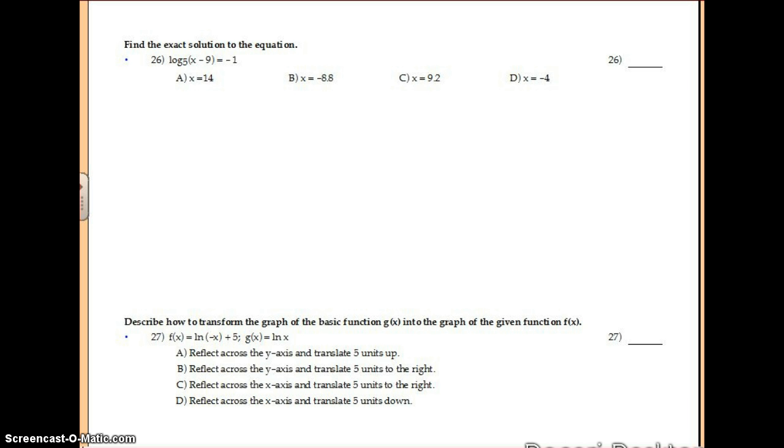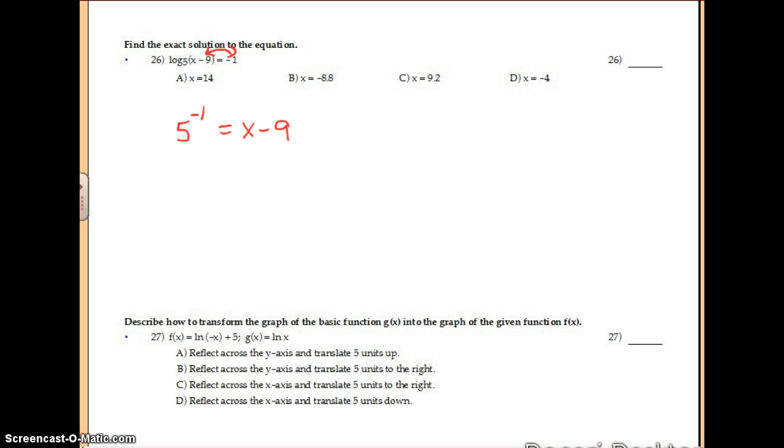You just change your log to exponential form, and you do that by basically just switching the x minus 9 and the negative 1. That's how you write it exponentially. So that I still have base 5, but I have it in exponential form. Base 5 of negative 1 is equal to x minus 9, and then you just solve that equation.